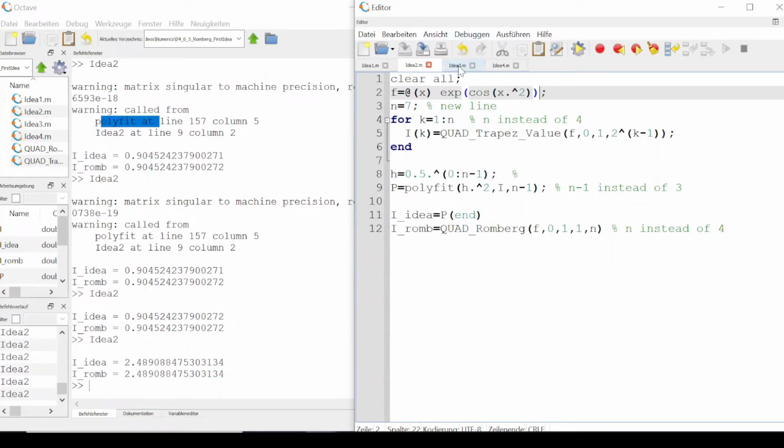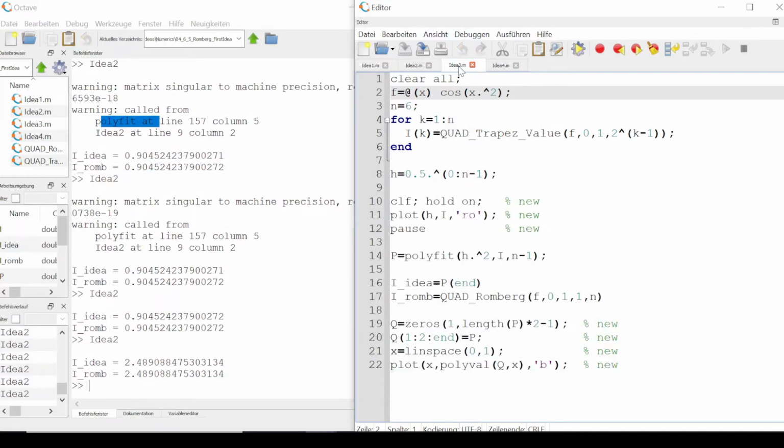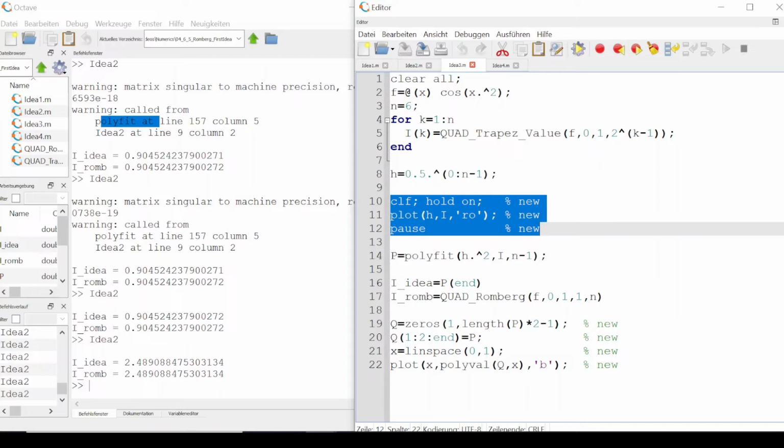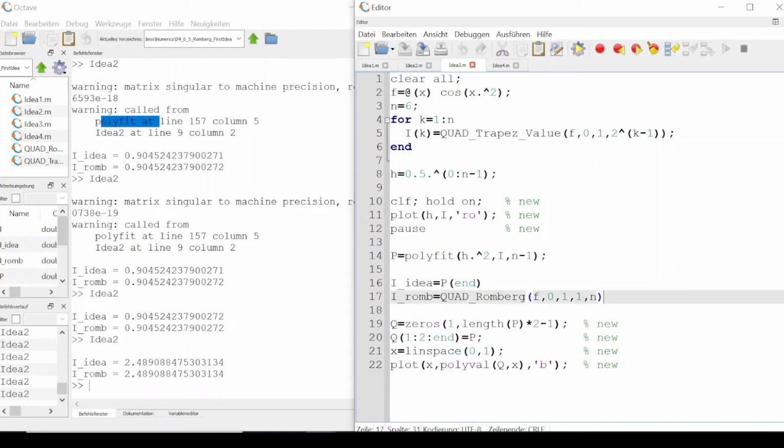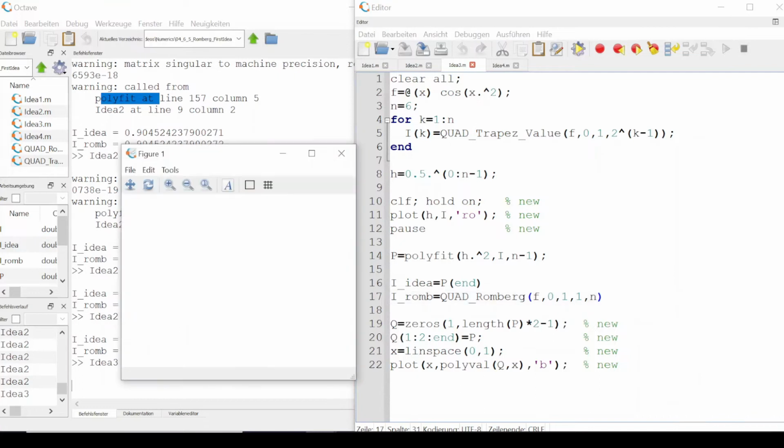So to be even more convincing, I said, okay, I want to visualize that. Let's visualize the idea so that you can really understand the point of this video. Here I start with that function, with n equal to 6, and then I inserted these lines. Let's plot the trapezoidal values, and then do the plot at the end. And now we see what's going on. Okay, let's run that code.